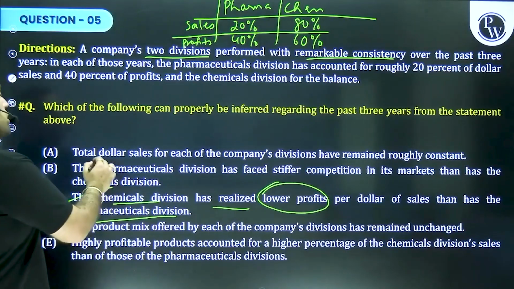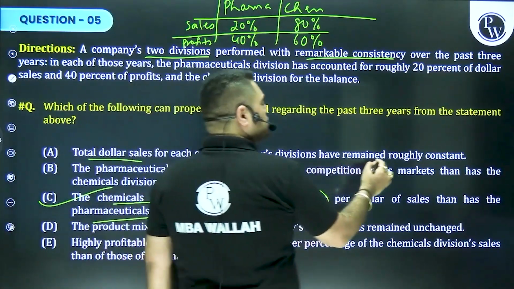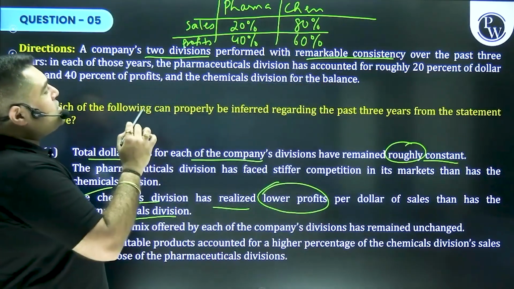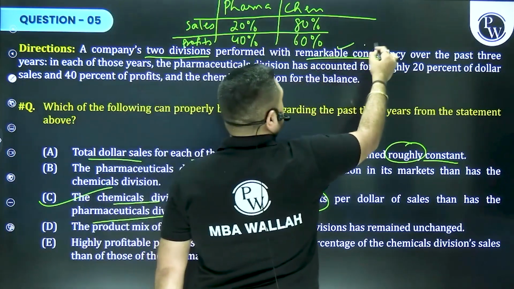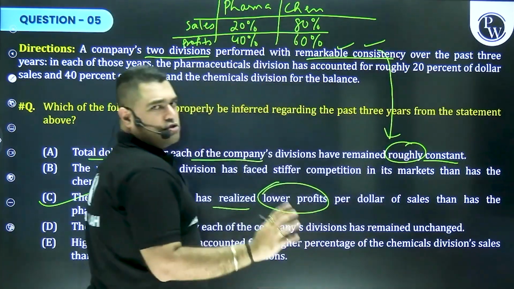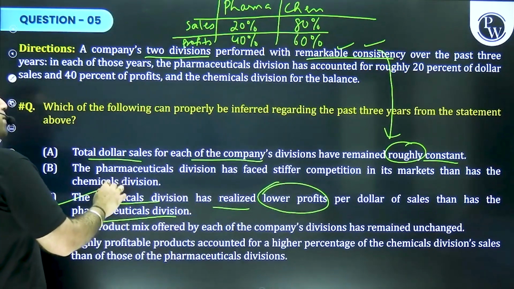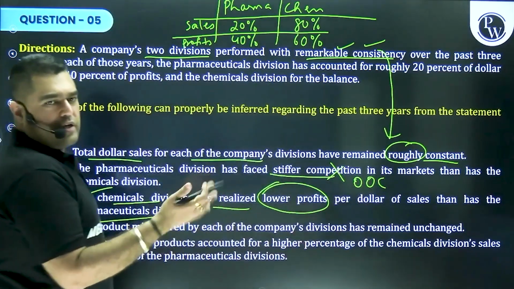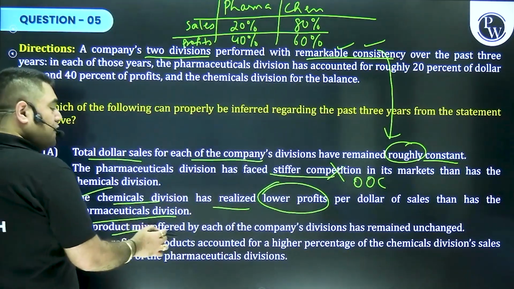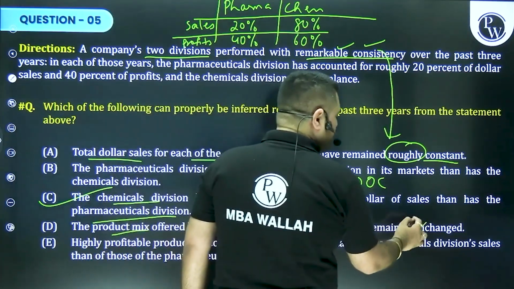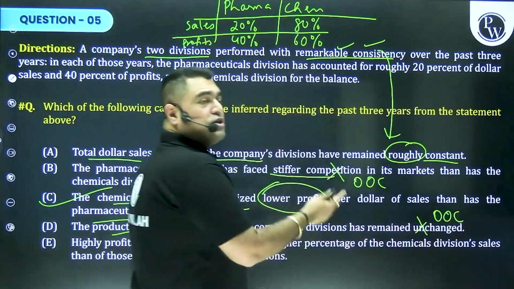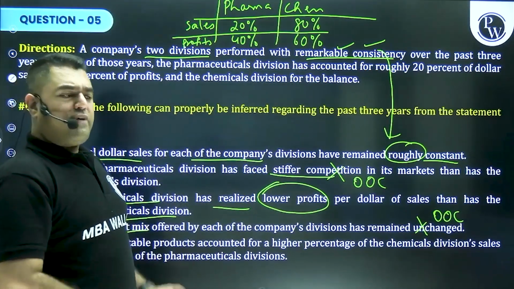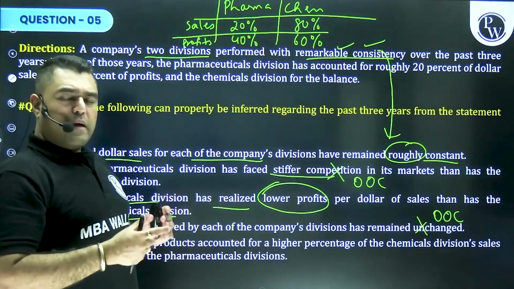Now, the total dollar sales for each division has remained roughly constant. No, I'm sorry. Just because they have said remarkable consistency does not equate to roughly constant. Pharma division has faced stiffer competition: out of context, we don't know about external factors. Product mix offered by each division has remained unchanged: we don't know. Just because it has remained remarkably consistent, we don't know whether the product mix is the same. Product mix means what products pharmaceuticals put out and what products chemicals sold.